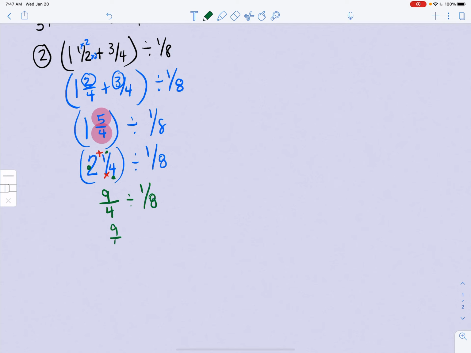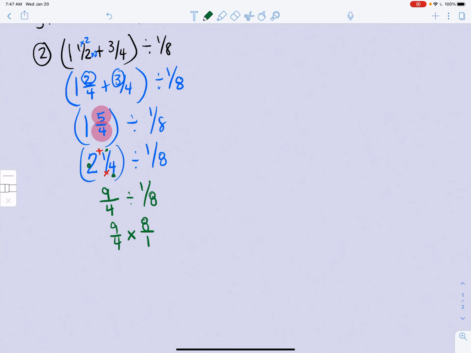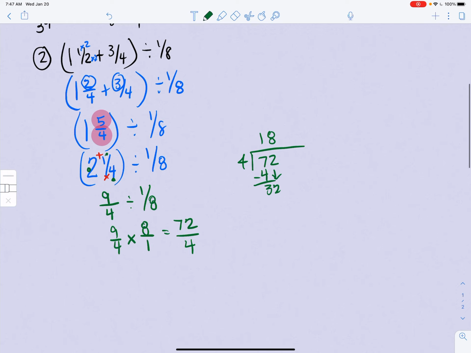Now, 9/4, I change to multiply and move to the reciprocal. 9 times 8 is 72, all over 4. I'm going to check 72 divided by 4. Let's see. I get 1 here. 1 times 4 is 4. 7, that's 32. 8. So my answer is 18. There's the answers to 1 and 2.